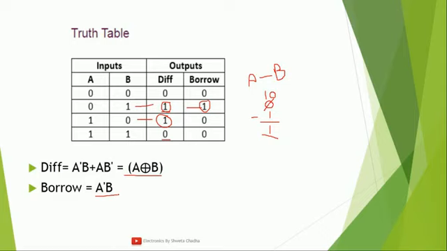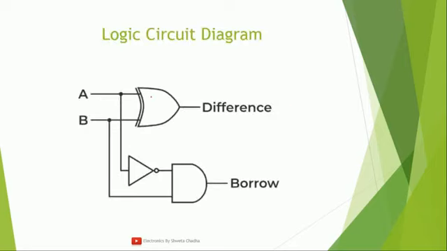Now let us draw the logic circuit diagram for that as well. This is the logic circuit diagram. First is difference, which is actually A XOR B, so we have used an XOR gate over here. Next is borrow, which was A bar B. So first of all we have taken a NOT gate, hence we are supposed to get A bar, and the other input is B. Hence the borrow will be A bar dot B. So this is the logic circuit diagram for the half subtractor.